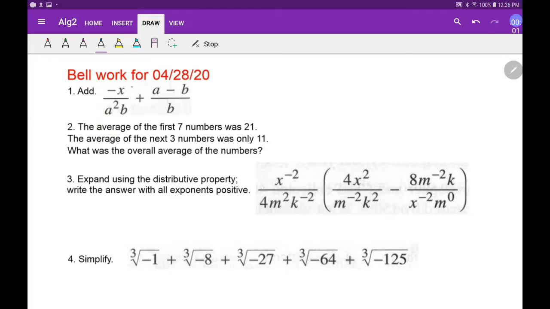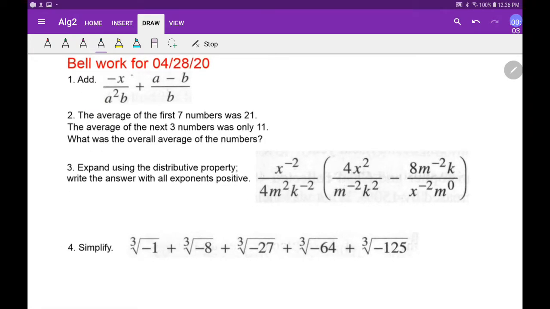Okay, we'll start the umbrella work here. We're going to add, which means I need a common denominator. So I'm going to multiply the top and the bottom by the same thing. I was going to say AB, but I already have a B. I need A squared. So I'm going to multiply top and bottom, both terms by A squared.